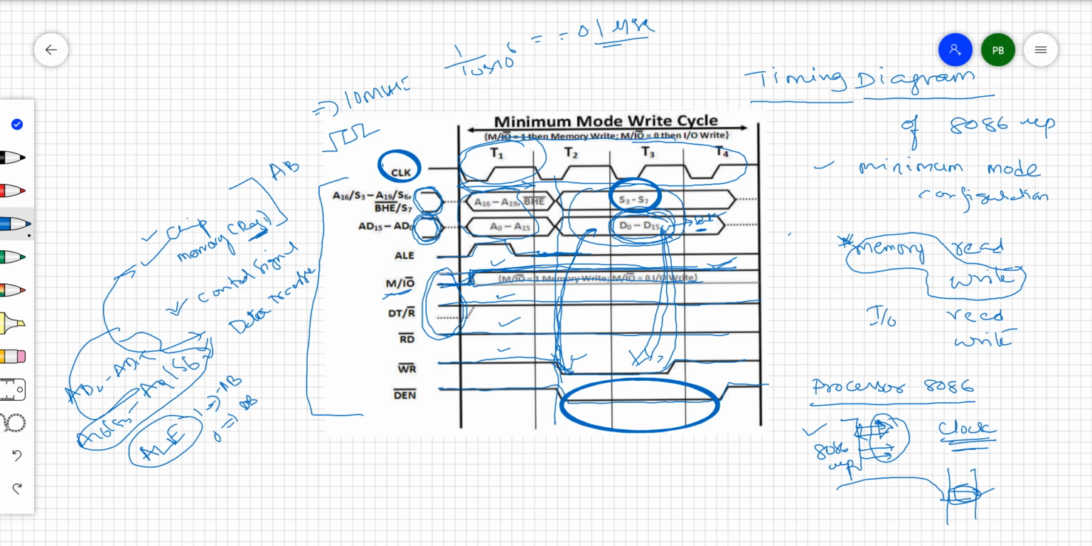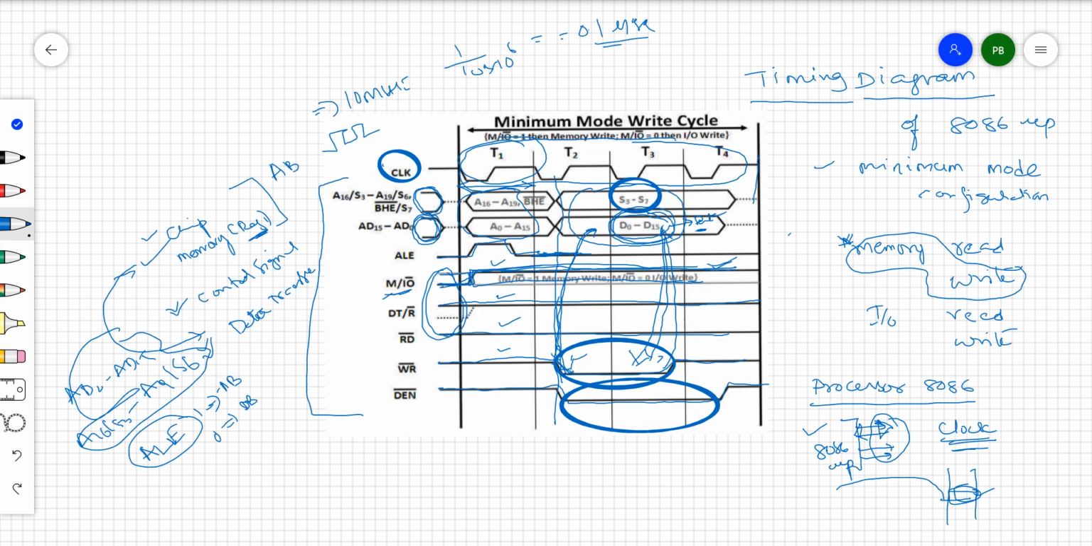After ALE is 0, the same multiplexed address and data bus acts like a data bus, right? By that time, the processor is going to place some data on the 16-bit data bus, which is passed through the bidirectional buffers and stored in the external memory, right? That is the reason this signal is going to be 0. By that time, data is going to be enabled on the data bus. Like that, these signals are going to be made high or low with respect to this particular time period.